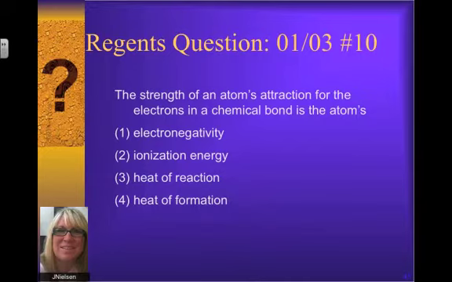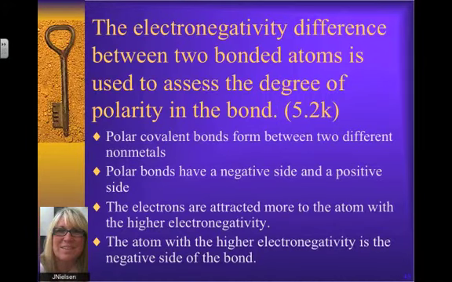The strength of an atom's attraction for electrons in a chemical bond is electronegativity. The electronegativity difference between 2 bonded atoms is used to assess the degree of polarity. Remember, polar covalent bonds form between 2 different nonmetals, one with a higher electronegativity than the other. The atom with the higher electronegativity will have a partial negative side. The one with the lower electronegativity will have a partial positive side. The electrons are attracted more to the atom with the higher electronegativity, as I just said.